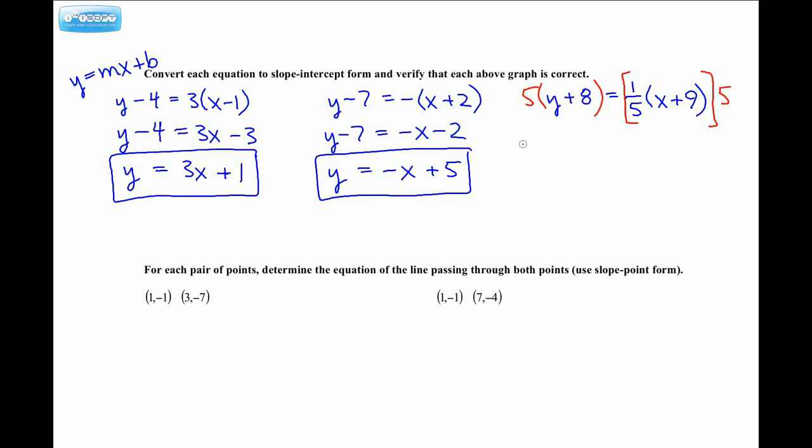So distributive law here gives me 5y plus 40. And then here I have 1/5 times x plus 9 times 5. Well, the 5 over 5 just cancels, and the 1 in front doesn't do anything. So I actually just get x plus 9. Okay, so let's get y by itself. So I get 5y equals, and I need to subtract 40 from both sides. So this is x, and 9 take away 40. That is negative 31. Okay, we're almost done.